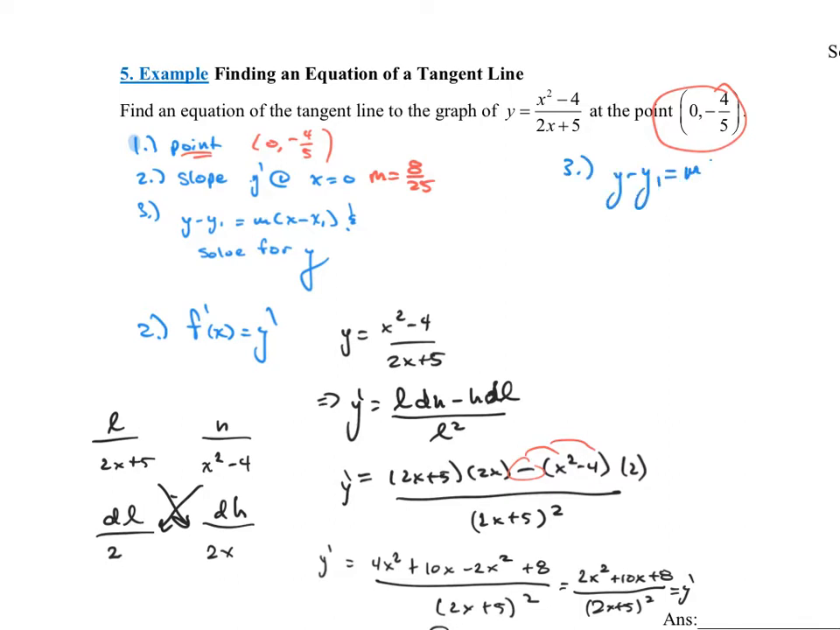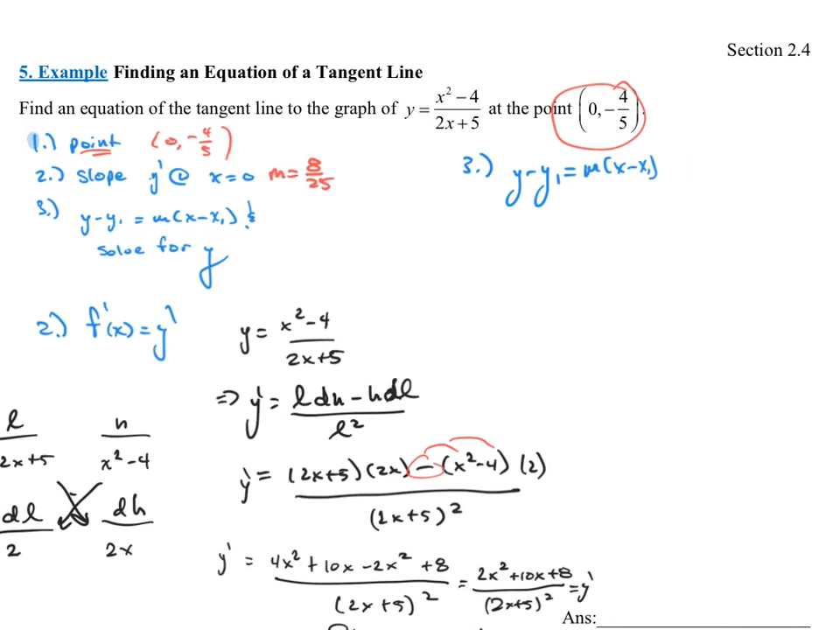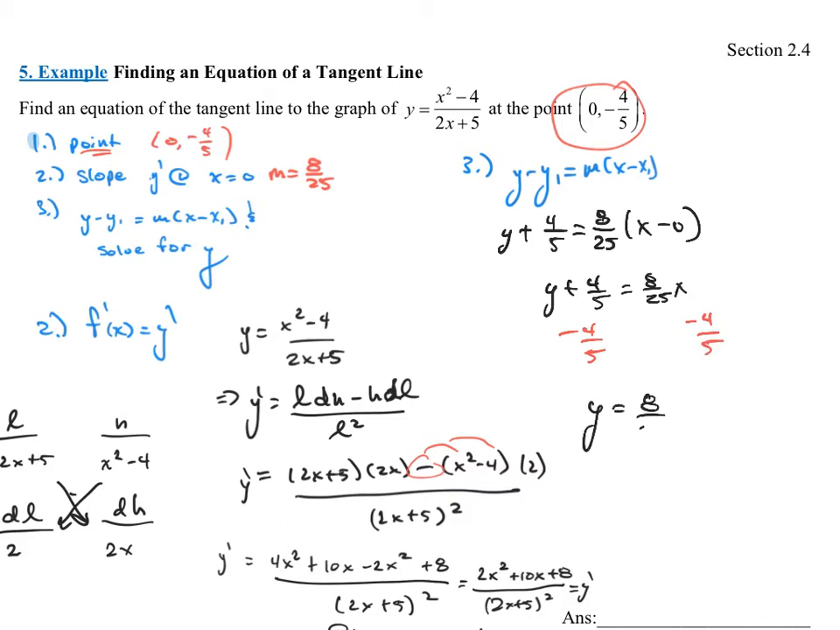So now I need to do step 3, which is actually find the equation of the line. y minus y1 equals m times x minus x1. Well, in this case, we would have y minus my y value, which is a negative 4/5. So I'm going to change that to plus 4/5. When you subtract a negative, it turns positive. Again, my slope here was 8/25. And then I have my x minus my x value. That's nice because that's a 0. So this would be y plus 4/5 equals 8/25 x. Subtract 4/5 from both sides, and I end up with y equals 8/25 x minus 4/5.